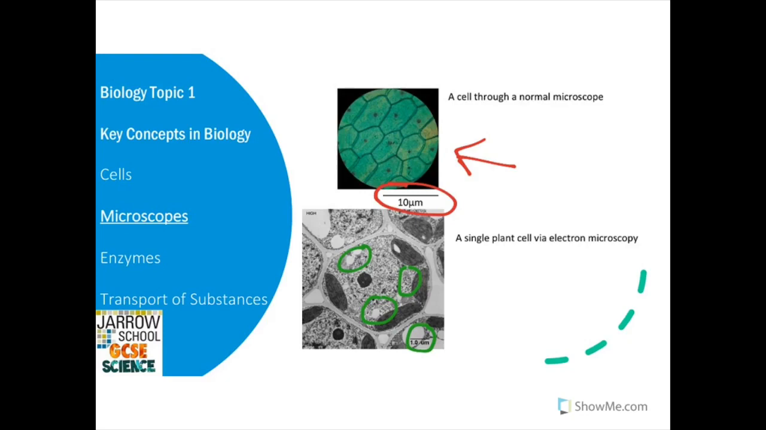And resolution basically means it's the smallest distance between 2 points that can still be seen as 2 points. So with an electron microscope, you can see much smaller things in more detail than you can through a light microscope.